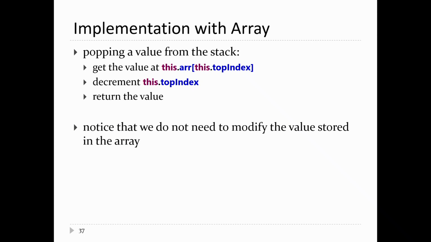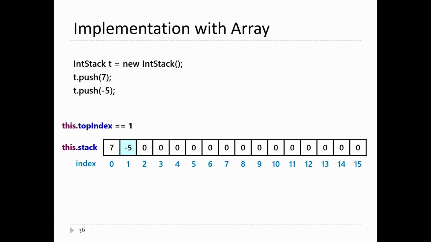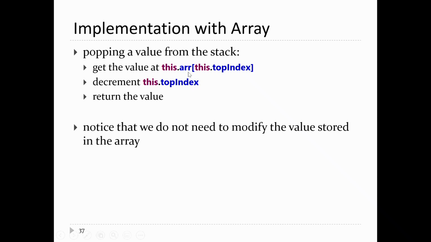Okay, so if you pop a value from a non-empty stack, what do you do? When you pop a value, you have to return that value back to the caller. So if I'm going to pop that minus 5, I have to remember what the minus 5 is, so I give it back to the caller. And then obviously I'm going to decrease the top index by 1. So I'm going to get the value at the current top index of the array. Then you decrement top index by 1. And then you return the value. You don't have to overwrite what's sitting in the array.